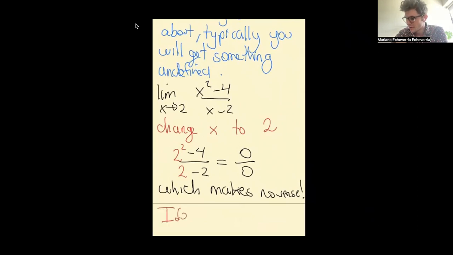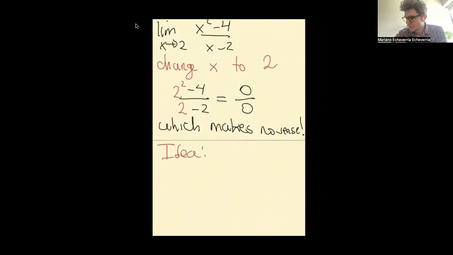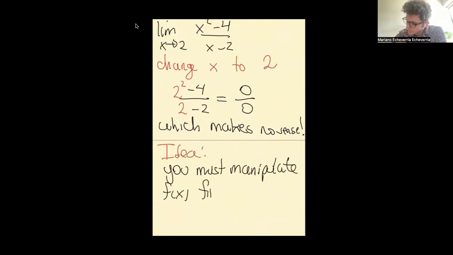So the idea is that you must manipulate f of x first, so that it becomes more clear what's happening with the values it is taking.